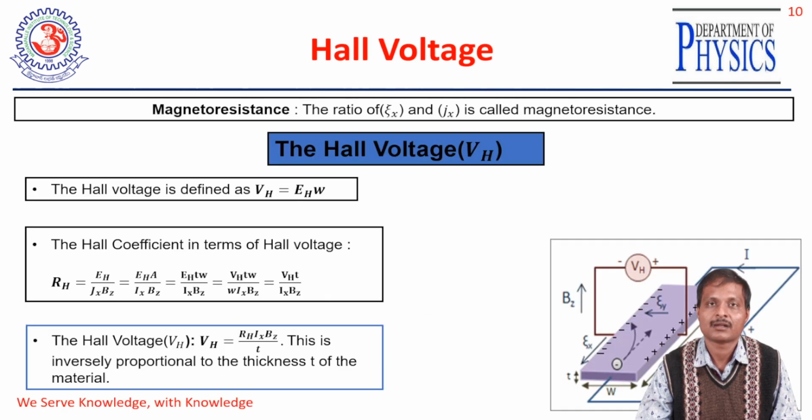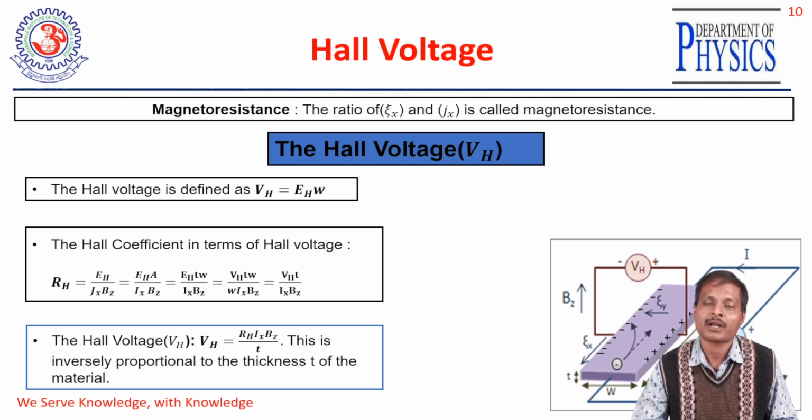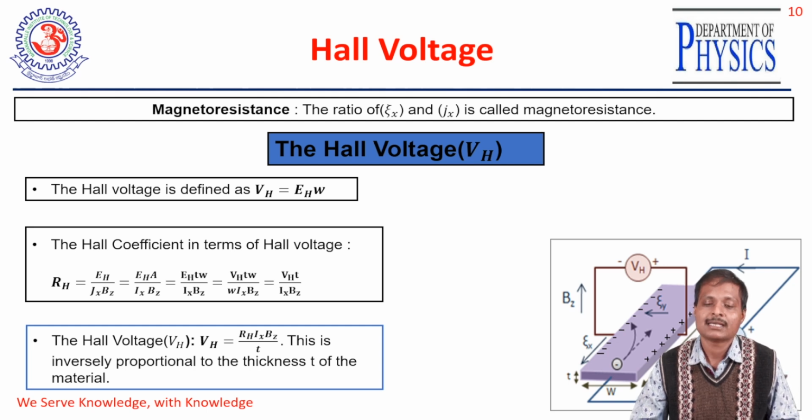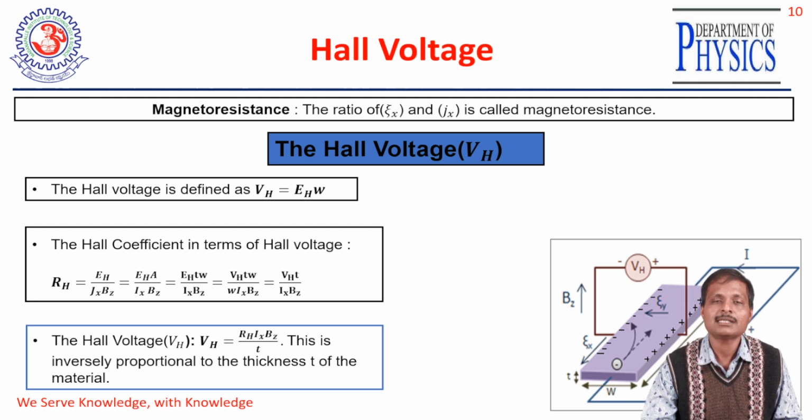Now, what is magnetoresistance? See, there is an electric current we have applied along this x direction. There will be some electric field Ex, because between the two ends there is some potential difference. The ratio of this Ex divided by Jx, the current density along this direction, is called the magnetoresistance.